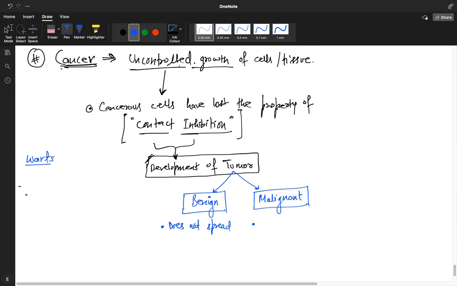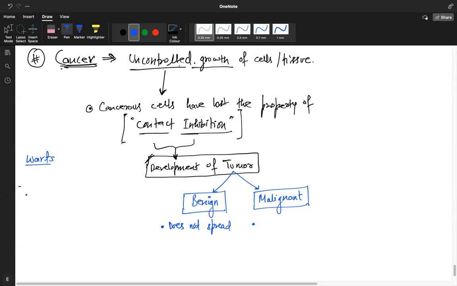accumulating in the epidermis. So that's how the warts get a very tough texture. So it's kind of a lump. There are cells also, but it is benign because it does not spread. So benign just means it does not spread. But in true sense, it is not like the tumor that we see in cancer. It is not just cells dividing.